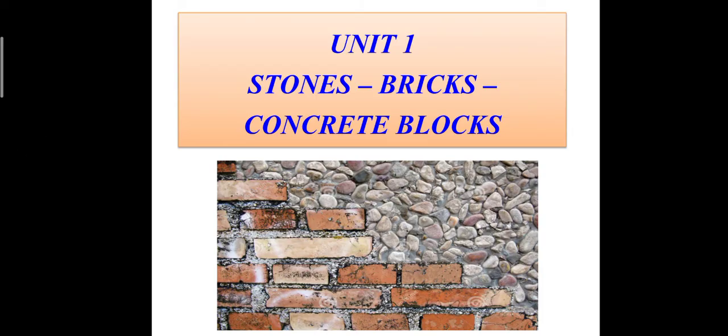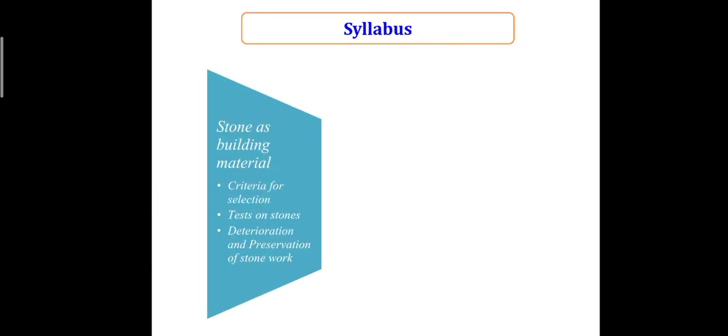And this is the first unit. The first unit covers stones, bricks and concrete blocks. We normally name the concrete blocks as brick blocks or special bricks. So the syllabus can be divided into 3 parts. The first part is about stone, and stone, as you all know, is a very important building material before the common usage of bricks. We will learn how to select it, what tests we are going to do on a stone, and how stones can be preserved.